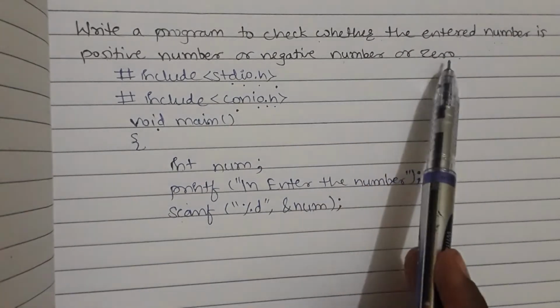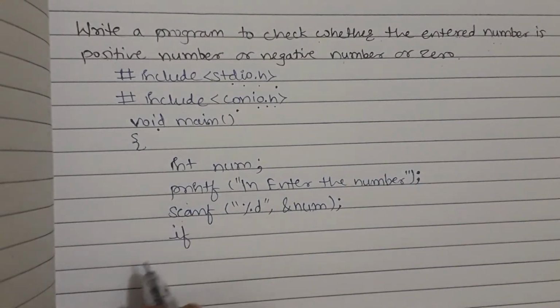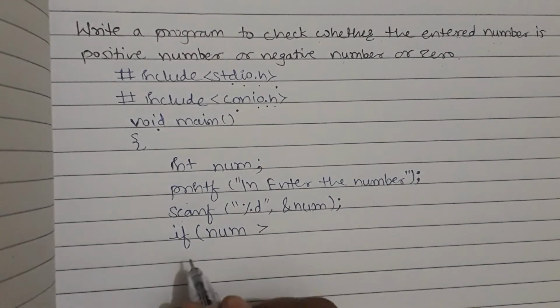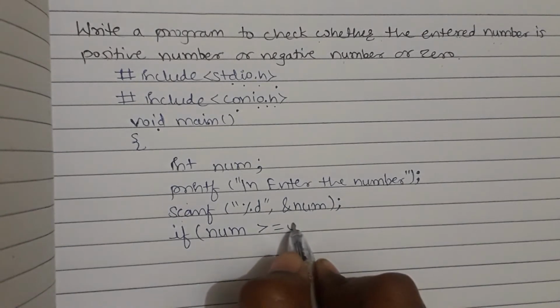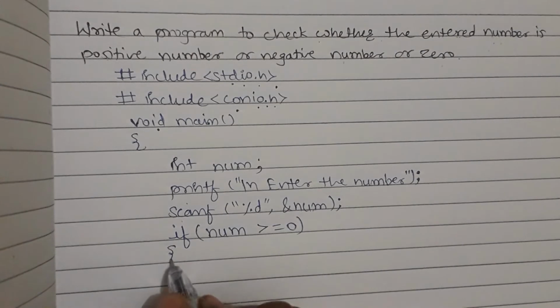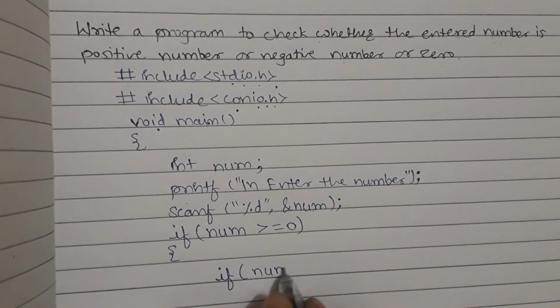Now after that we have to check whether the entered number is a positive number, a negative number, or 0. So therefore we write here the condition: if num is greater than or equal to 0. Now if this condition is true, it will come inside this if part. In this we have to write the second condition, and my second condition is if num is greater than 0.